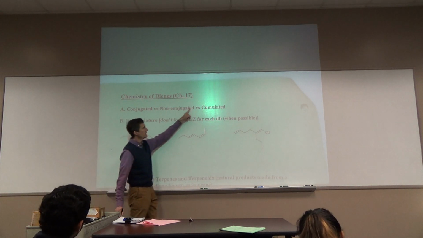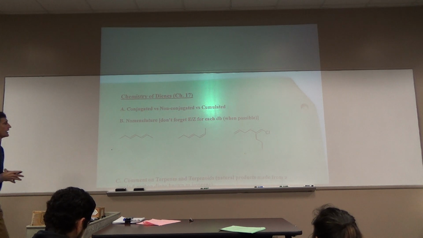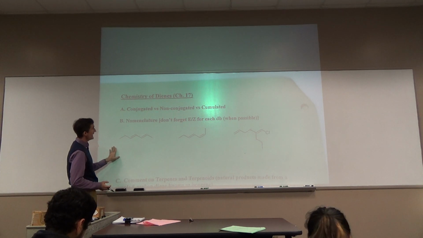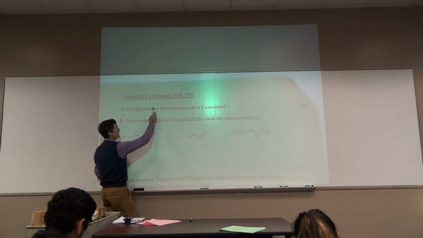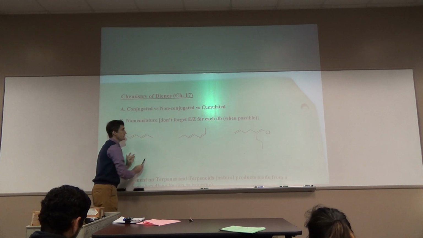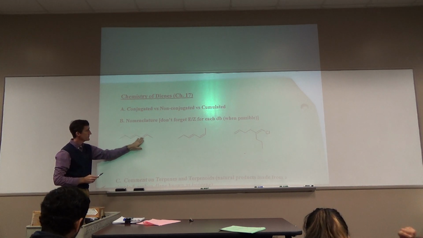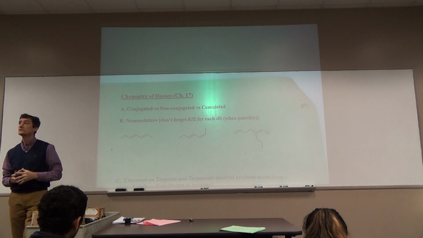Conjugated versus non-conjugated versus cumulated. We've already covered that on the previous handout. Let's look at nomenclature of dienes. Pretty straightforward. We're looking at alkenes, but with two, diene. This would be a diene here, right? So we're going to look at the chemistry of these a little bit.